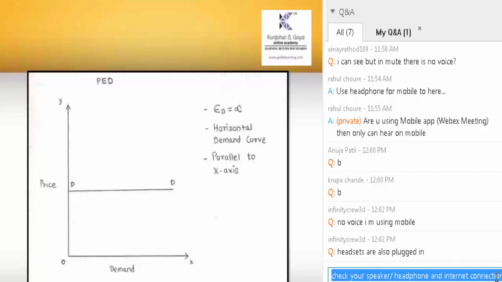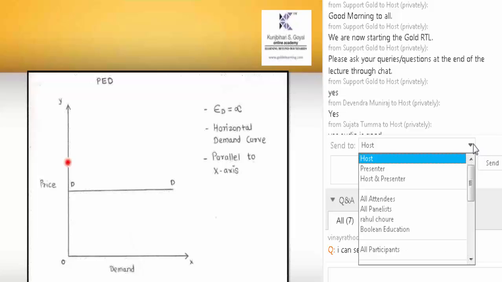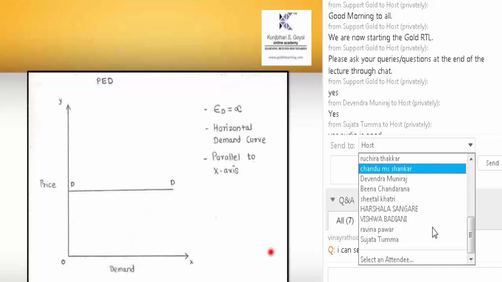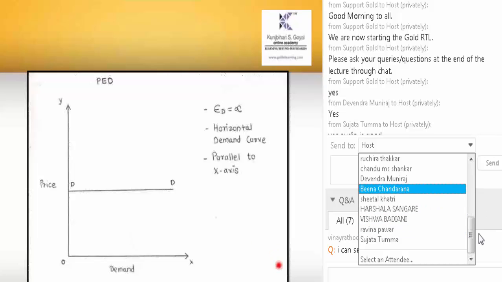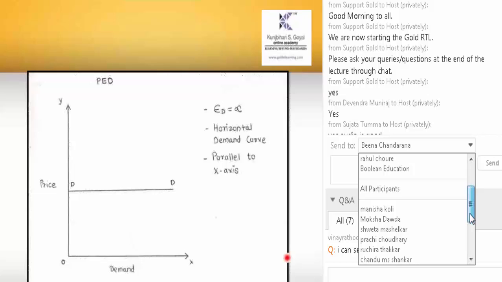DD is our demand curve, which is a horizontal straight line, which means even a small change in price, right? Price is here right now. If price increases, you cannot define how much the demand will change. Demand is infinite, any amount; x can extend further, demand will extend to infinity. Demand can change by any amount.